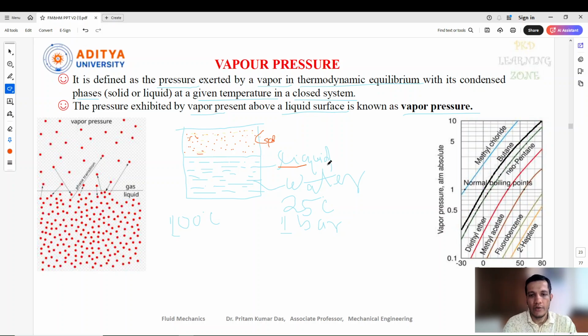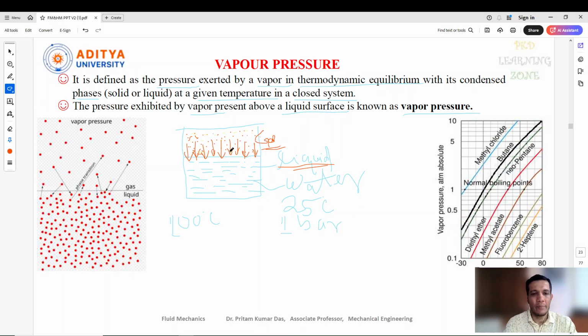Here it is the liquid stage. So when it started vaporizing, this zone will be filled full of vapor. And though it is a closed system, this vapor which is present here will create a pressure on the liquid surface, and that is known as the vapor pressure.